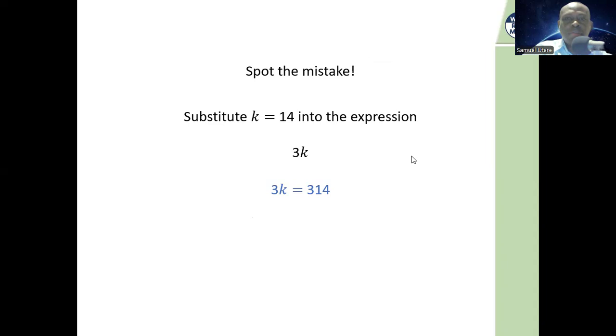So, is there a mistake here? I want you to have a think. Is there a mistake here? If we substitute k with 14, our answer cannot be 314 for sure, because 3k, I bet you're thinking right now, means 3 times k. So it should be 3 times 14.